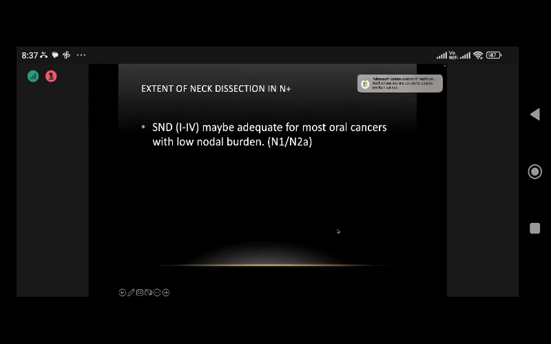So in node positive patients, selective neck dissection 1 to 4 may be adequate for most oral cancers with very low nodal burden. Now remember, if you have a node positive neck, you have multiple level 2, level 3 nodes, please do not do a selective neck dissection. If you have a single 1B node and you don't have majority of nodes in the lower neck, you may consider doing a selective neck dissection.